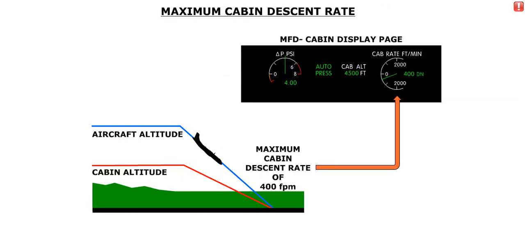When the aircraft starts to descend towards the destination airport, the digital controller will start to descend the cabin at a maximum rate of 400 feet per minute. For the landing, the pressurization controller will target a cabin altitude that is equal to the landing field elevation that was set during the pre-flight, minus 300 feet.